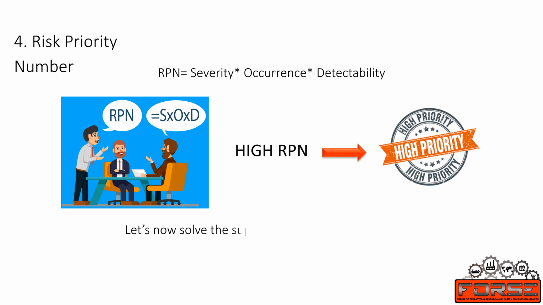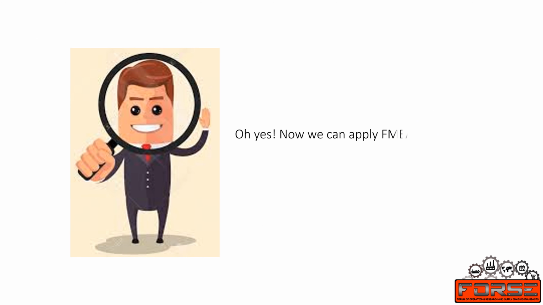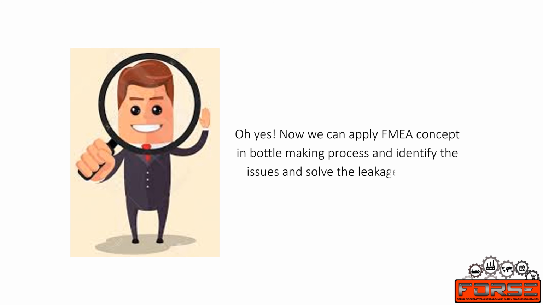Let's now solve the supplier's problem using the FMEA approach, listing key details on the FMEA sheet. Now we can apply the FMEA concept in the bottle making process, identify the issues and solve the leakage problem. Let us look at the steps involved to solve our problem.